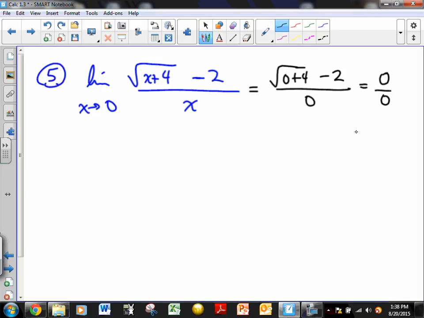We can't keep it like this. We need to go back and try something else. So we're going to rationalize this guy. And remember, when you rationalize, especially if it is a binomial like this, square root of x plus 4 minus 2 over x, you're going to have to multiply this times what we call the conjugate. Remember the conjugate?